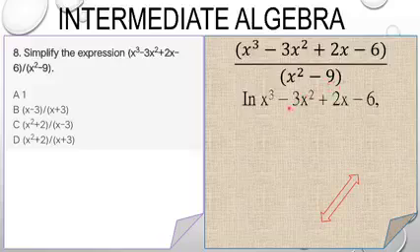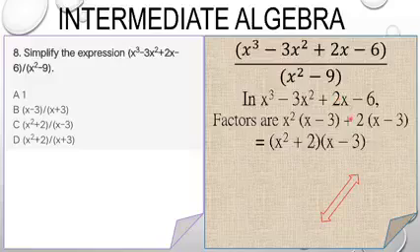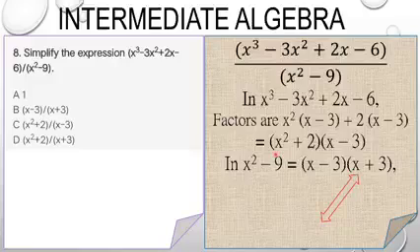So, paano? So in our numerator, which is x cubed minus 3x squared plus 2x minus 6, the factors are x squared times x minus 3 plus 2 times x minus 3. So here, the factor of this is this one. Ito naman yung factor nito is this one. And we can factor this further. That is x squared plus 2 times x minus 3. So ito yung factor ng ating numerator. And in our denominator naman, yung x squared minus 9, the only factors of that expression is x minus 3 times x plus 3. Okay? So, papalitan natin.